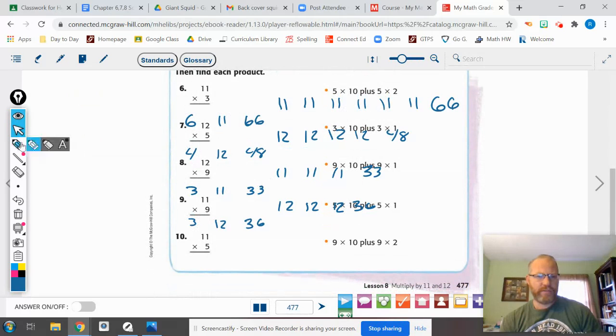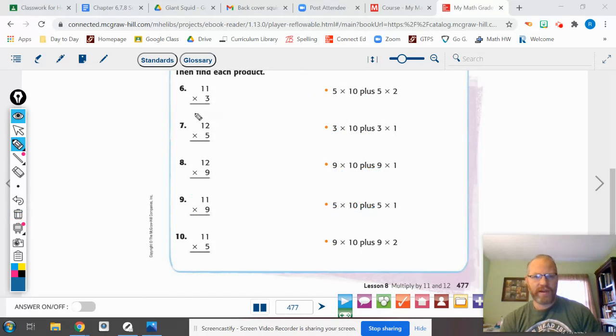Numbers 6 through 10, you should do them ahead of time and then check the video to see how you did. So we're going to find each product after we match it up. It says 11 times 3. So 11 times 3 could be 3 times 10 plus 3 times 1, because we have 3, which is our factor, and we broke down the 11 into 10 plus 1. And then 11 times 3 is 33.